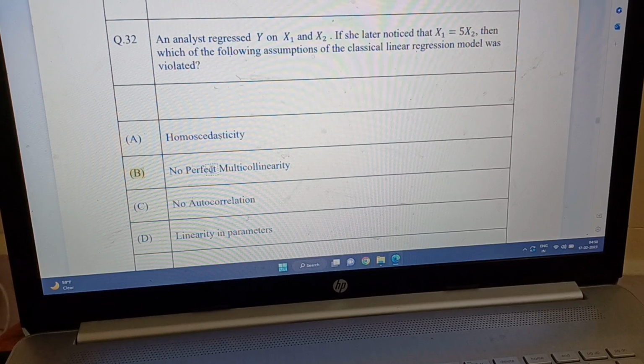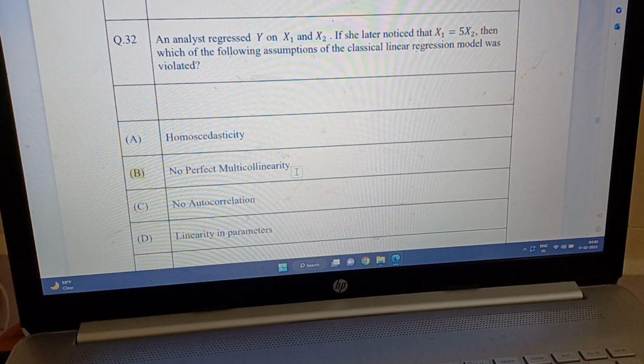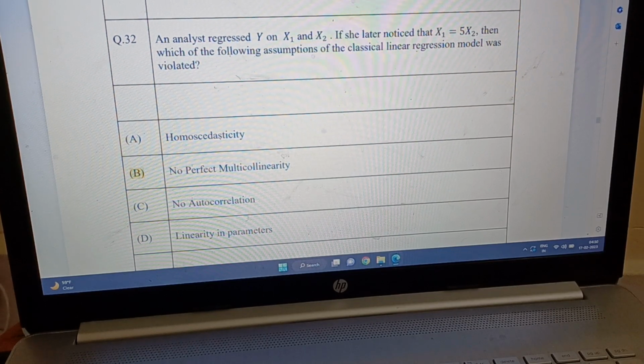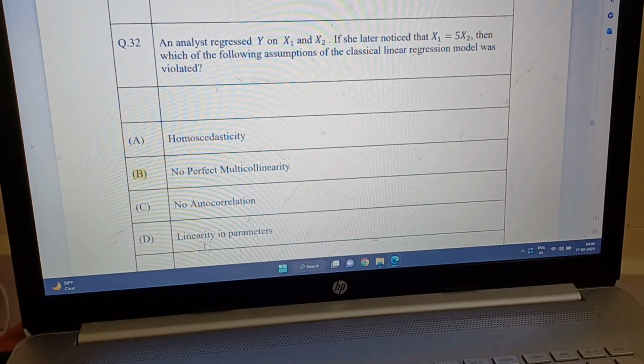So B is violated. No autocorrelation. No autocorrelation happens in time series, and x1 and x2 are not given as time series data or cross section data. And then linearity in parameters. These parameters are linear.